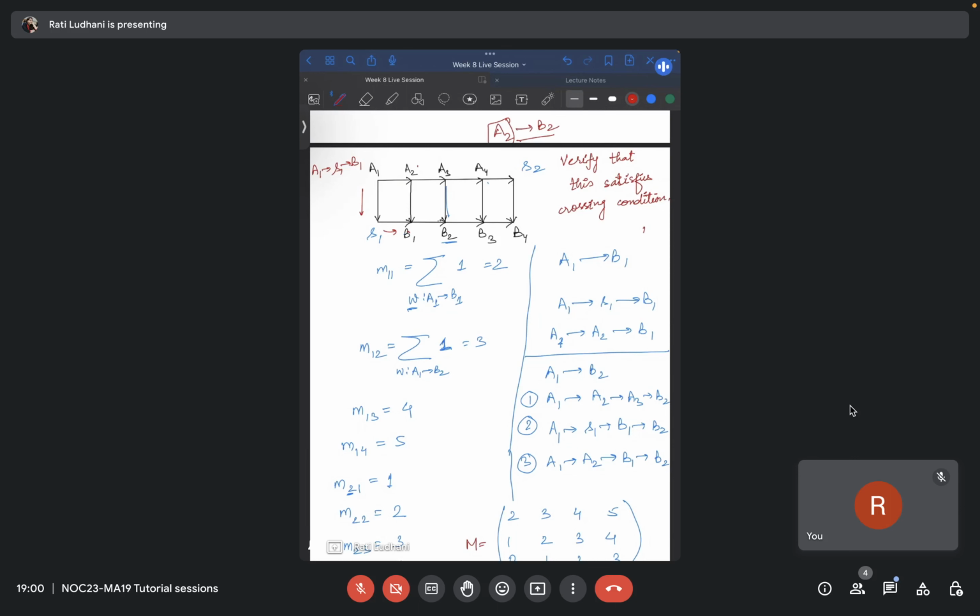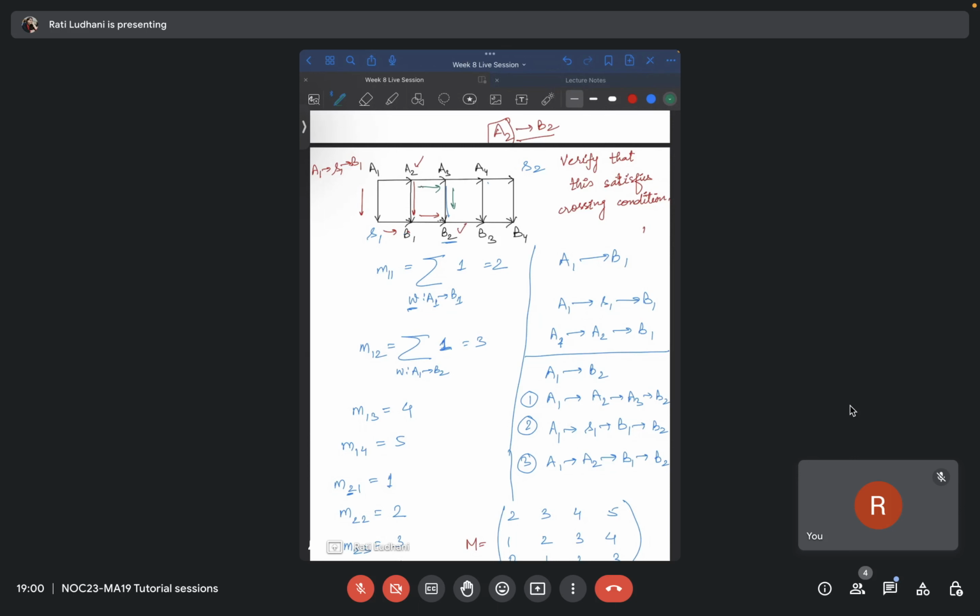Now let's see with A2 to B2. Now you can go with this path. Can you go with this path? So how many paths are there? Again, you have A2 to B2, there is this path, and the other path is this to this, right? There are only two paths. Can you consider any of them? For example, can you consider A2, B1, B2?